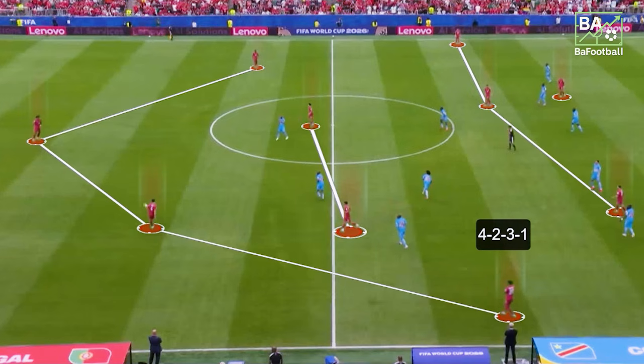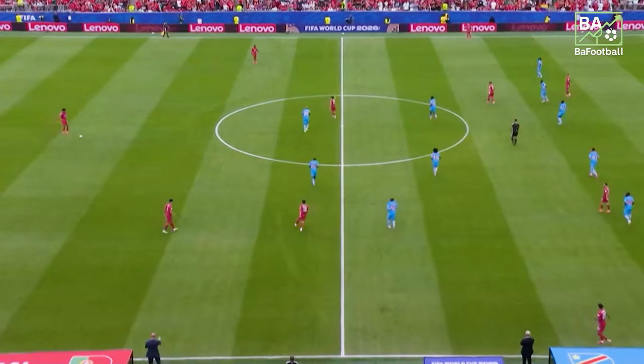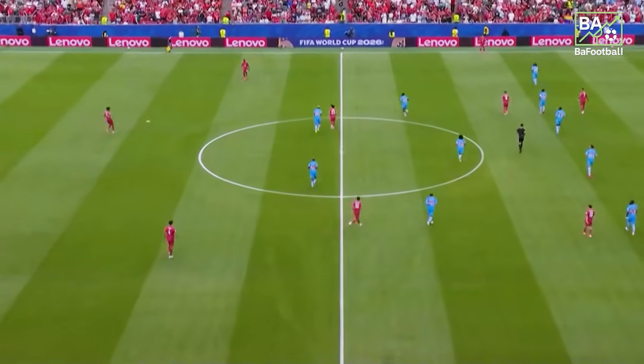Neto maintains his position close to the touchline, keeping the pitch stretched and forcing the opposition defensive line to expand horizontally. This creates valuable space in the half spaces and central channels, areas where Portugal's technical players can progress the ball, combine, and generate chances. This contrast in wide roles is one of the key features of Portugal's attacking structure in this match.